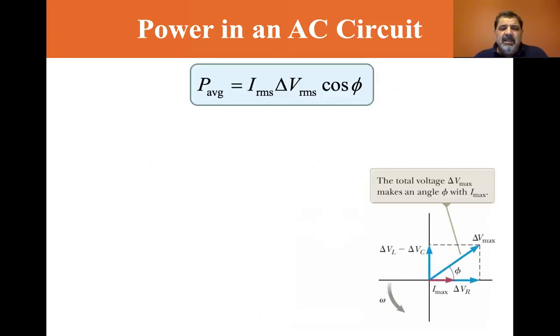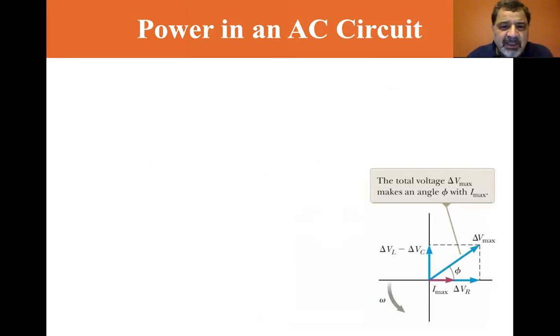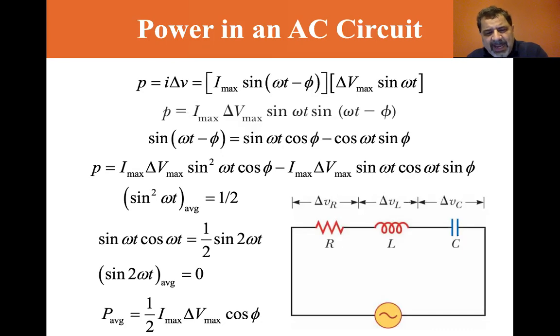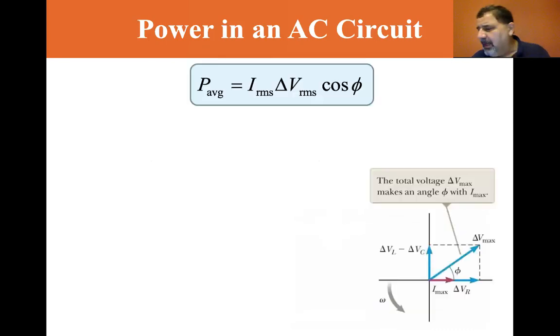Okay, now let's look at this. P average equals I RMS delta V RMS cosine phi. Well, that doesn't look like the last one. There's a 1/2. What happened to the 1/2? Well, I'll show you what happened to the 1/2.